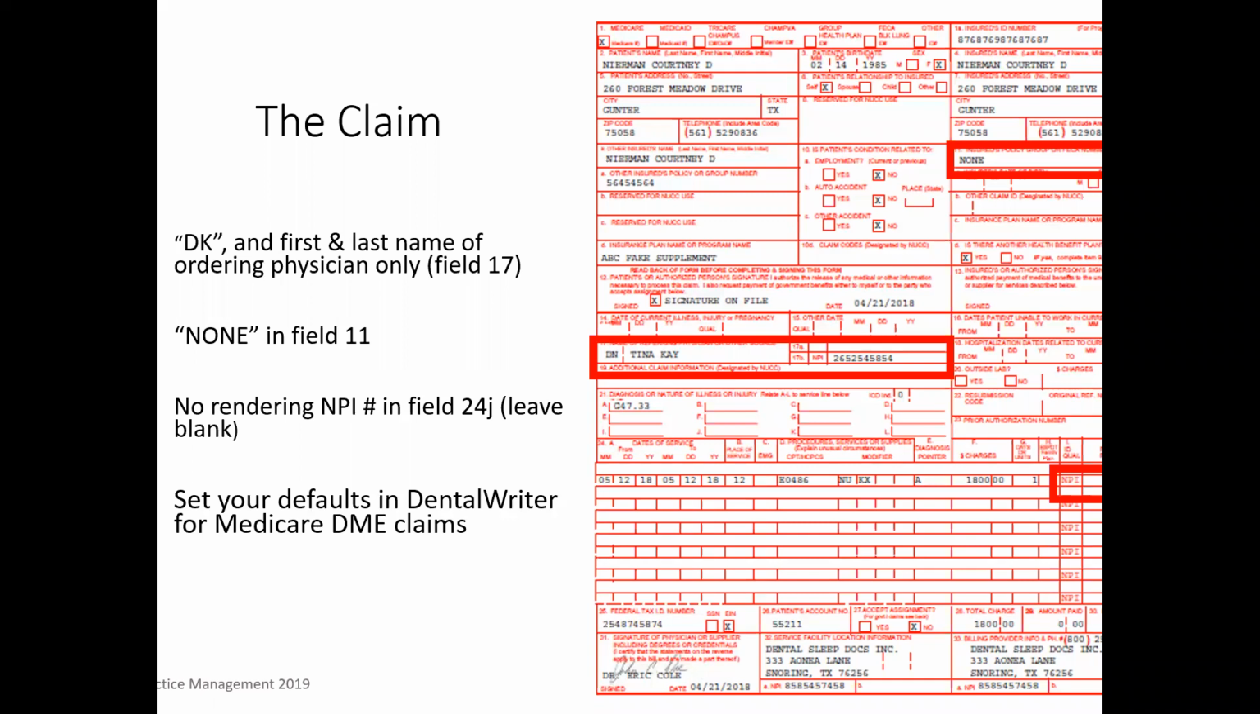Prior to that, DK means next I'm going to tell you the ordering physician. And as you can see on the right where it says none, if the patient is the insured, you're just going to put none. And there's no rendering NPI, which is the doctor, the provider who actually performs that service, in field 24, that little box on the right. Now, the good news is that Medicare sets your defaults. So if the dental writer knows it's a Medicare DME claim, it scrubs it and fills it out the right way.